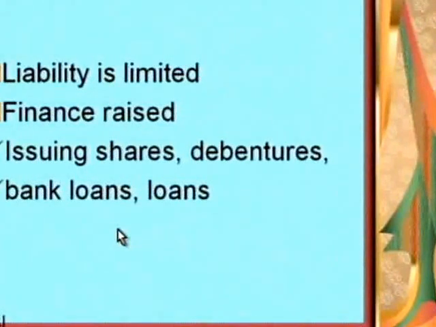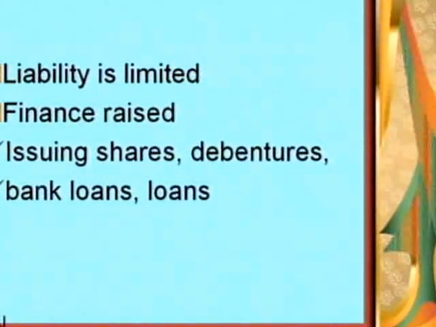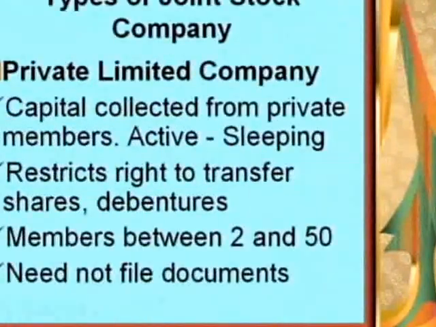The liability in joint stock companies is limited, and the risk is limited to the money invested in the company. Finance can be raised by issuing shares, debentures, bank loans, and loans from industrial and financial institutions.